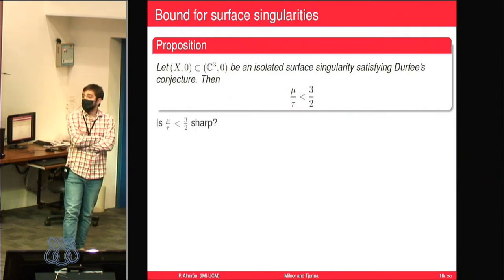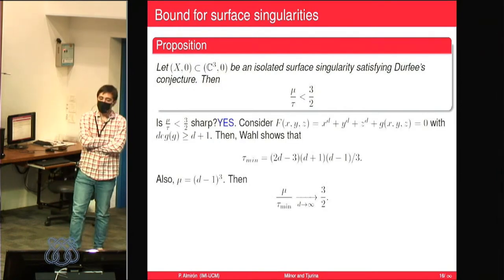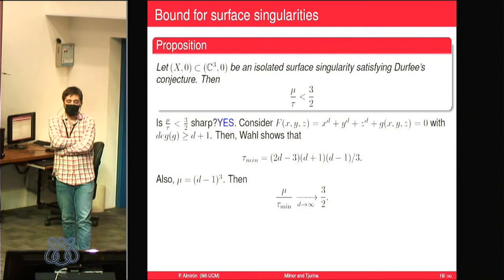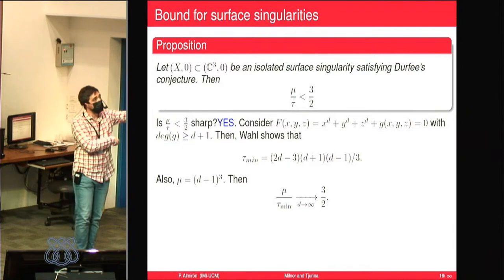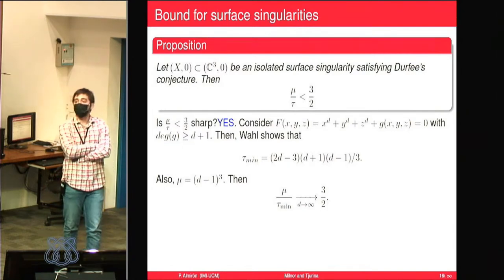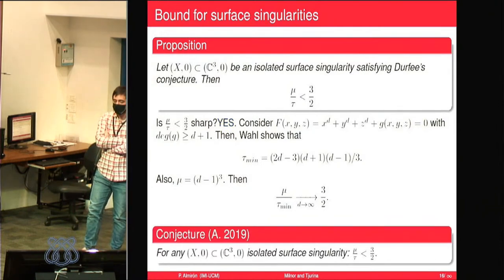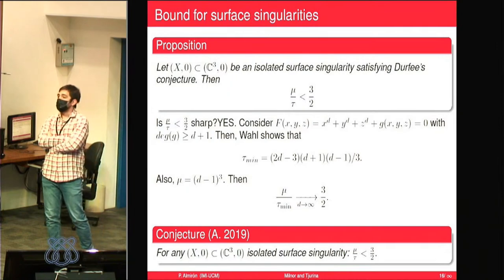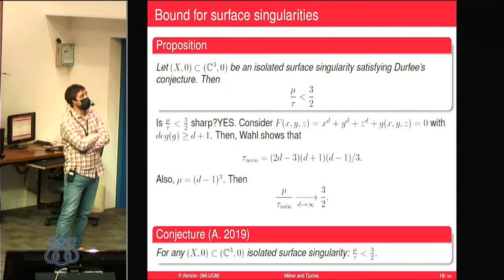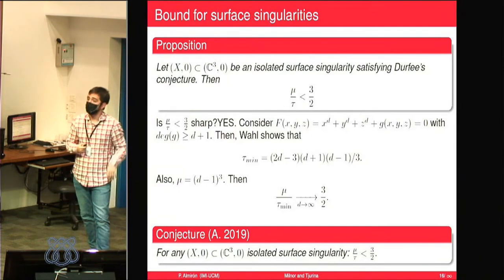So the question is: is this sharp or not? And the answer is yes. We can find an isolated surface singularity, compute the minimal Tjurina number in this family, and then we can check that this quotient tends to 3/2. So it is very natural then to propose the following conjecture: for any isolated surface singularity, this μ over τ is less than 3/2. Moreover, this conjecture is interesting because observe that Durfee's conjecture implies our conjecture.